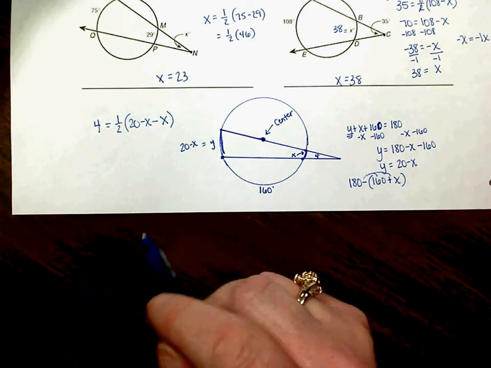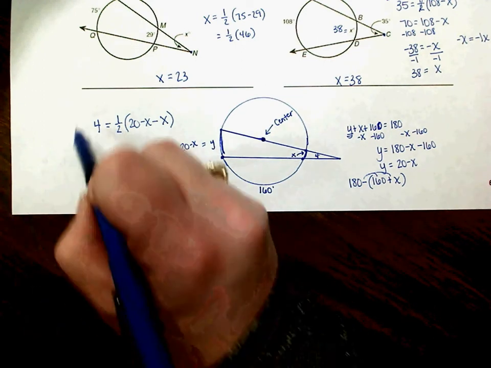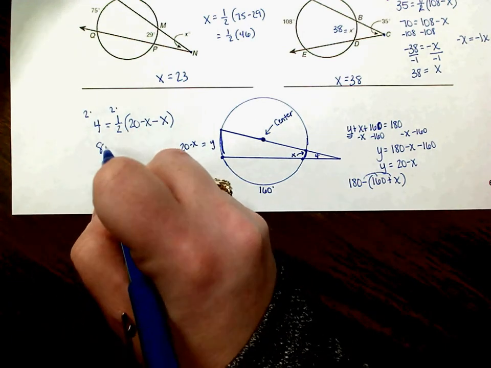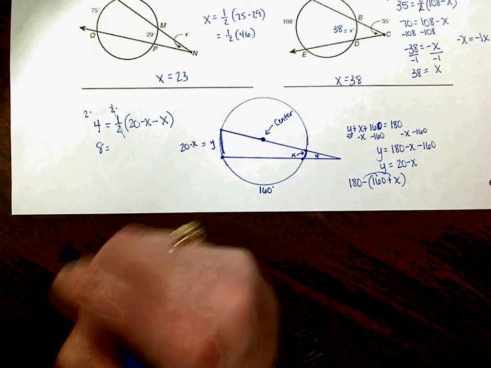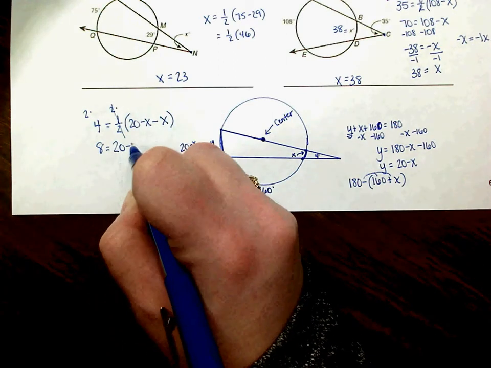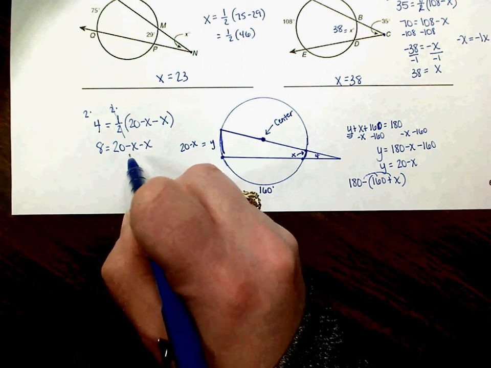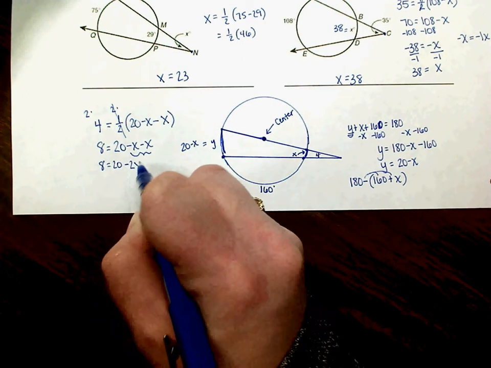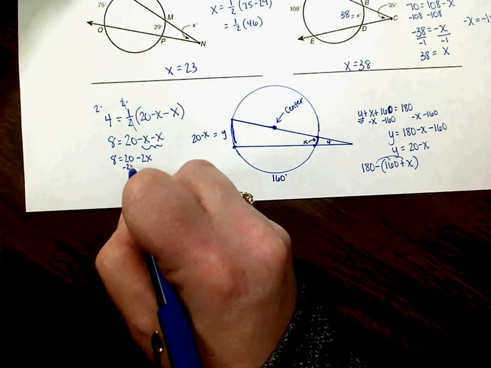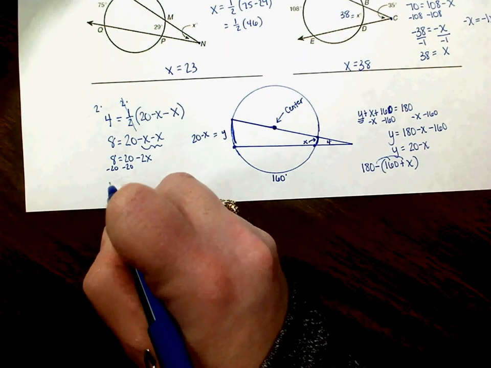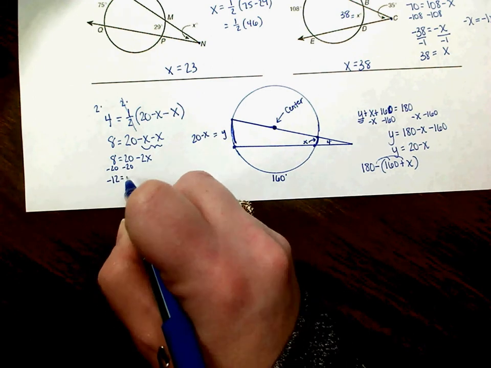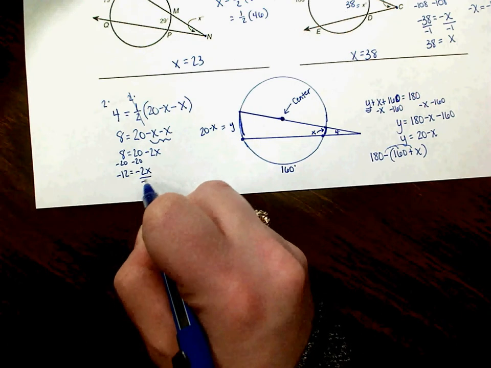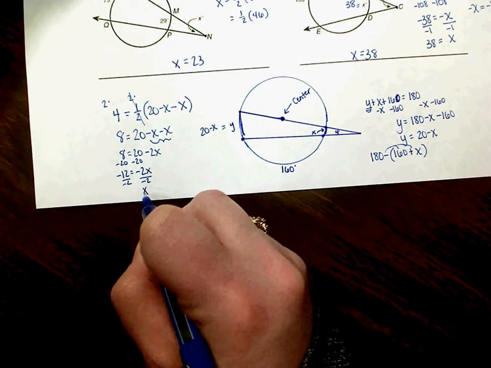And so now, to get rid of the fraction, I'm going to multiply both sides by 2. So I have 2 times 4, which is 8. Over here, the 2 and the 1/2 cancel. So I have 20 minus x minus x. I can combine my like terms and have 8 equals 20 minus 2x. Subtract the 20 from both sides. I get negative 12, but that's fine because I have a negative 2x on the other side. So when I undo the multiplication by dividing by negative 2, I get x equals 6.